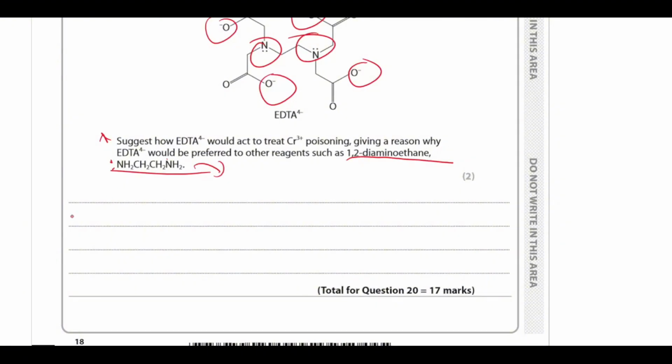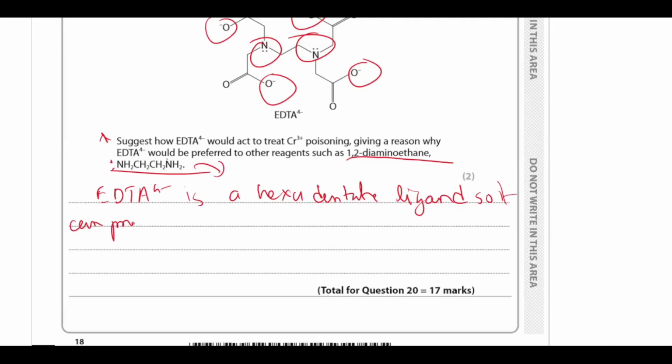So at first, let's write that EDTA4 minus is a hexadentate ligand, so it can produce 6 dative covalent bonds.